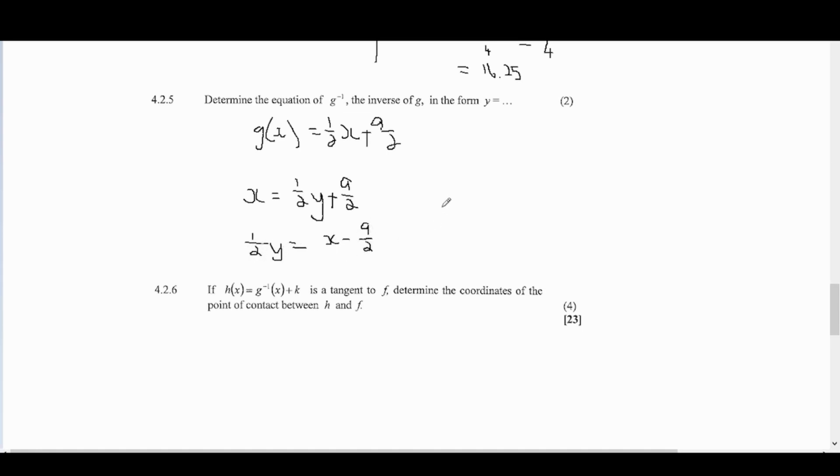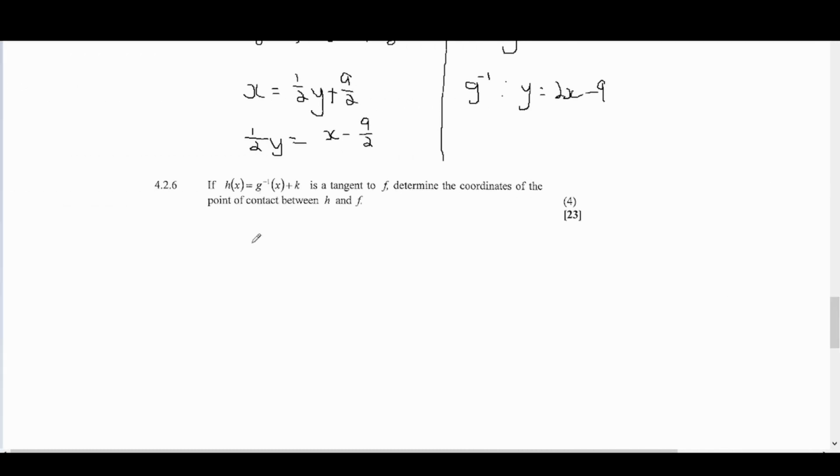We then multiply 2 on both sides, so we're going to be left with y equal to 2x minus 9, because the 9's cancel. So therefore, that's our answer. They want it in this form. So just to write it clearly, the inverse of g is therefore y equal to 2x minus 9. There we go, another 2 marks.